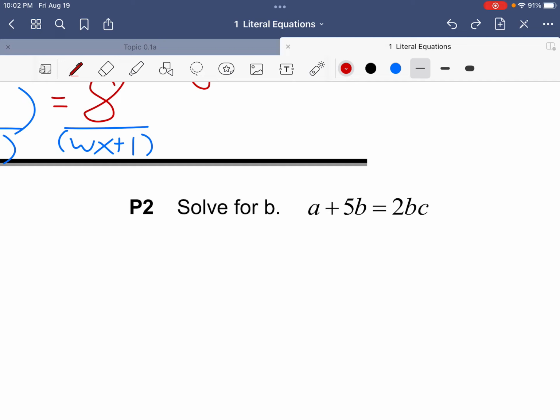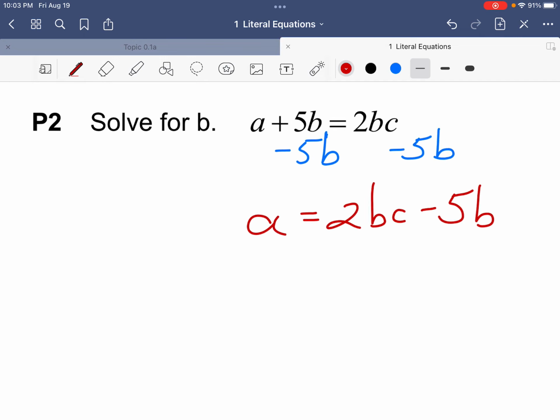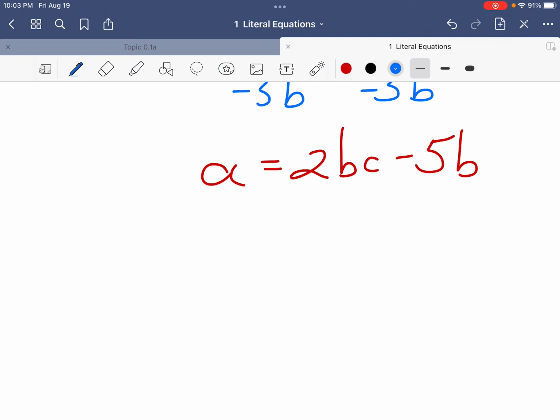Now, some things that you might be talking about with your neighbor is that b is repeated. That means factoring's on the horizon. The other thing is that the b's are not on the same side, so we want to get them on the same side. If you're starting the problem by subtracting 5b, it's a good start because you need the b's to be on the same side. Subtracting that 5b is the easiest way. Honestly, it just keeps it simple. Now the b's are at least on the same side.